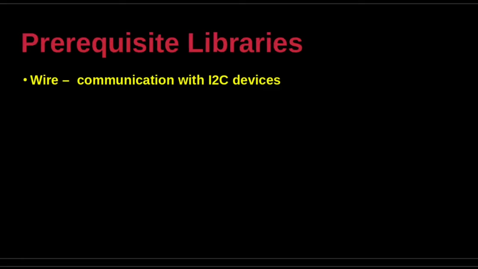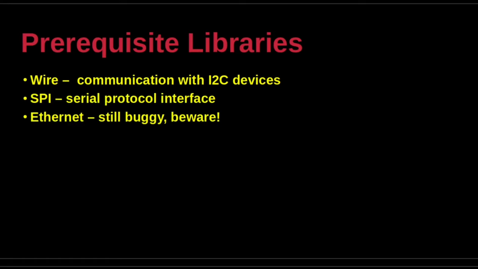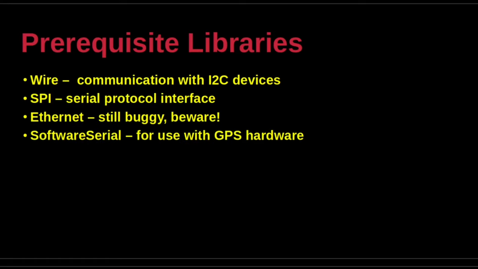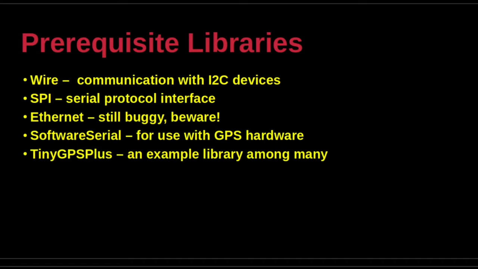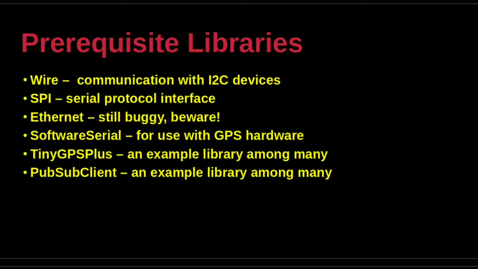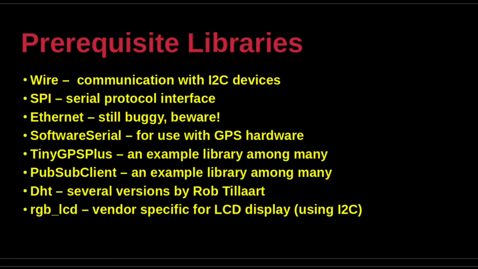The key libraries are Wire for communication with I2C devices, SPI for serial protocol interface, Ethernet for LAN communications. For desktop OS developers accustomed to the full TCP/IP stack, Ethernet.maintain is your most friendly function that you need to call repeatedly for DHCP lease renewal. Software serial is desirable since it can support multiple serial ports.